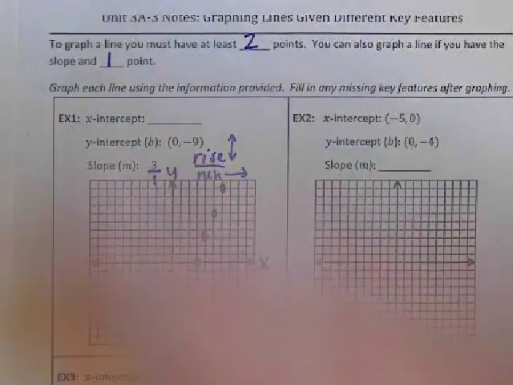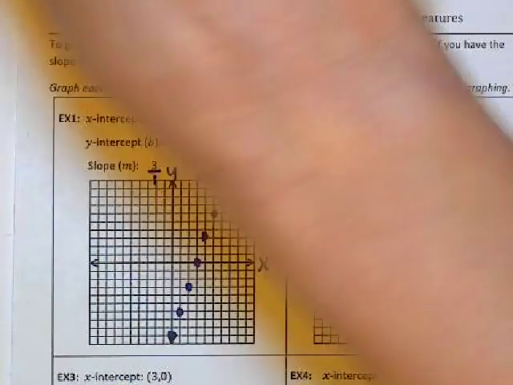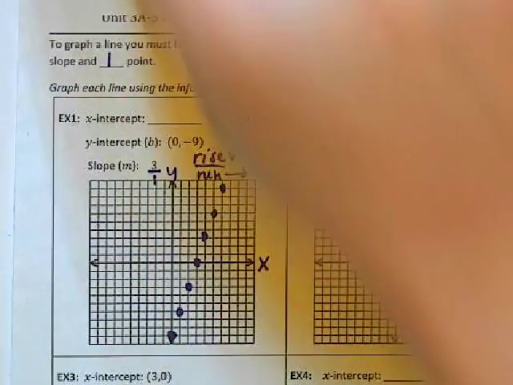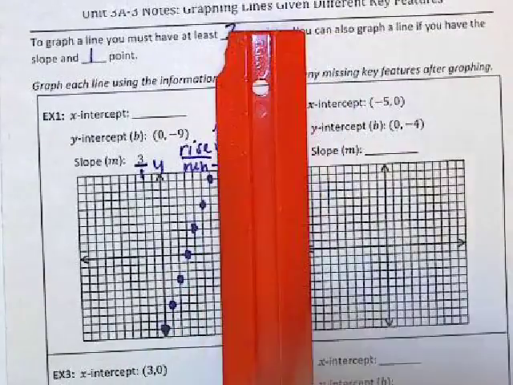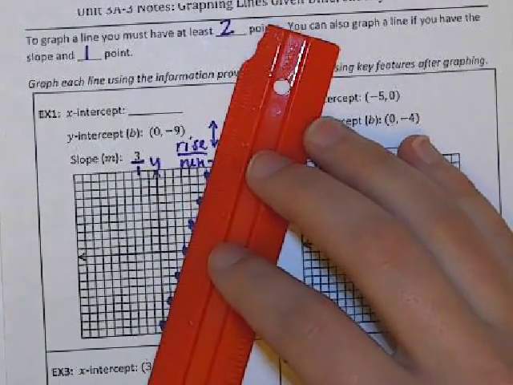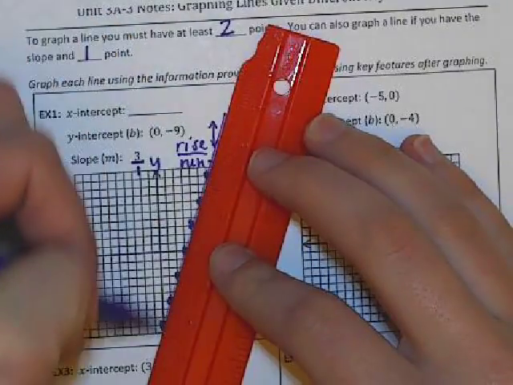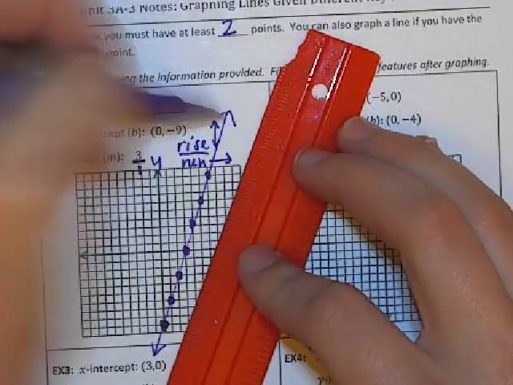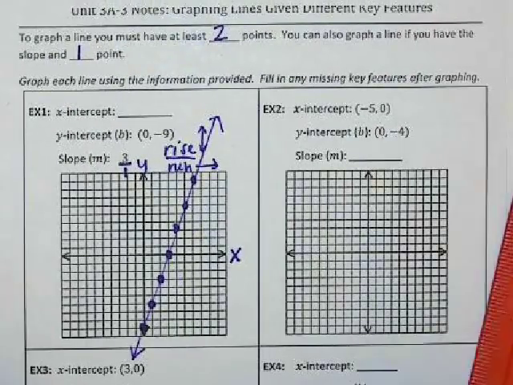All right, once you get all your dots on there, you're going to draw your line. If you want a straight line, you can use the side of your calculator. Just make sure you don't write on the calculator. So draw your line. Make sure you extend your arrows through the graph.